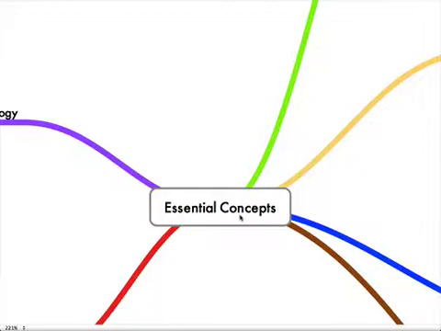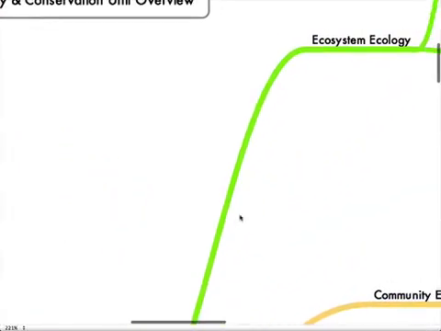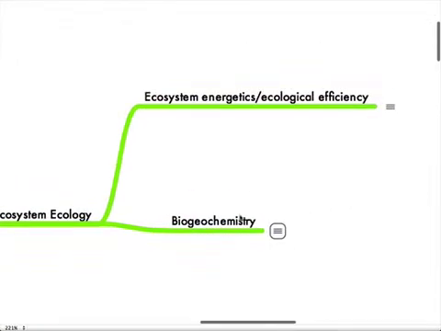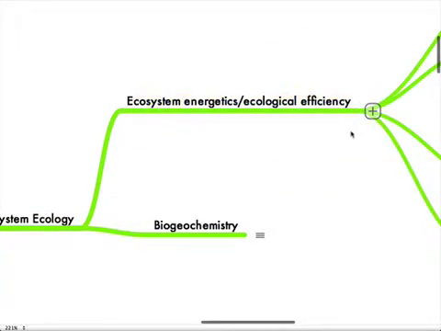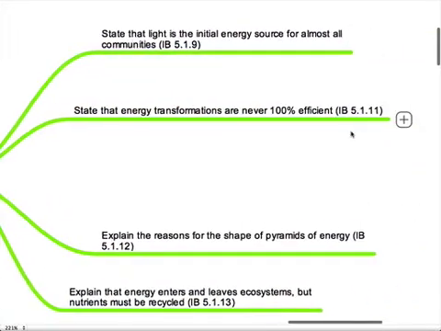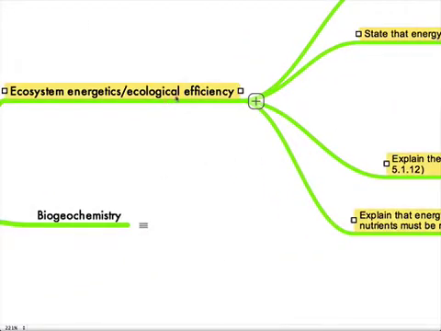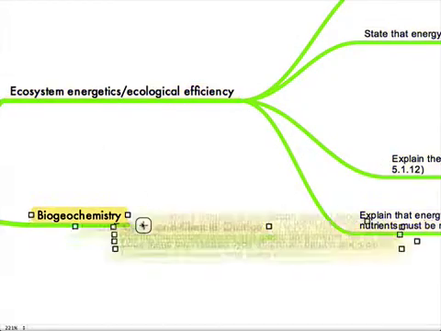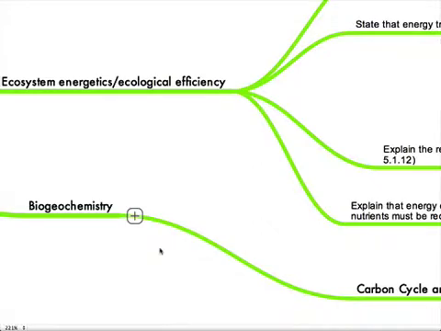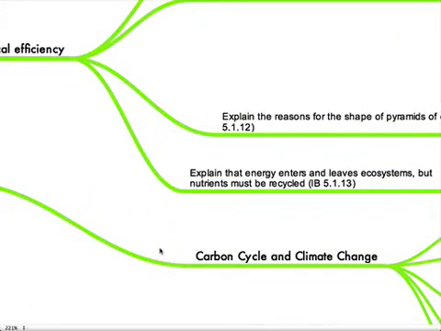But when you look at what we're doing in class, we're going to start out looking at ecosystem ecology, and we'll focus on two main concepts here. We're going to look at ecosystem energetics and ecological efficiency, and if we spread that out, we're going to see all of our IB assessment statements. This mind map will be on the blog, so you can look at it there. But notice that these four things relate specifically to understanding how ecosystems function. The next thing we're going to look at is biogeochemistry, and this is quite simple. For our purposes, we're just going to focus on the carbon cycle and on climate change.